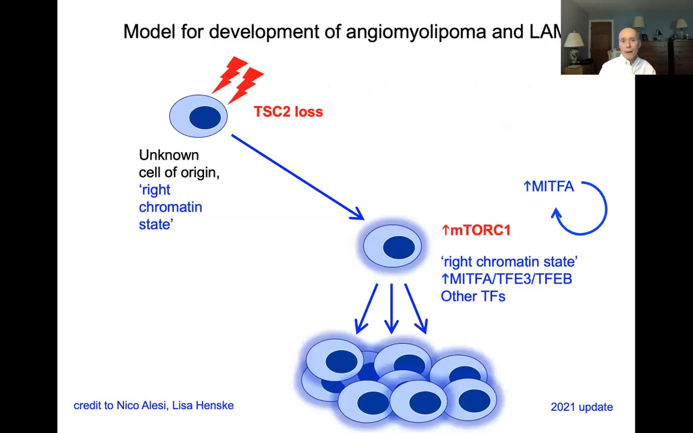So to end, I'd like to modify our previous model with a bit more details, although there's still considerable more work to be done. Still, TSC2 loss occurs in an uncertain cell of origin in the right chromatin state. This leads to mTORC1 activation, leads to, at least in AML, relatively high expression of MITFA, which binds to its own promoter and leads to a feed-forward effect in terms of enhancing MITF expression, and potentially, apparently, driving expression of TFE3 and TFEB, and likely, very likely, contributed to by other transcription factors yet to be elucidated.